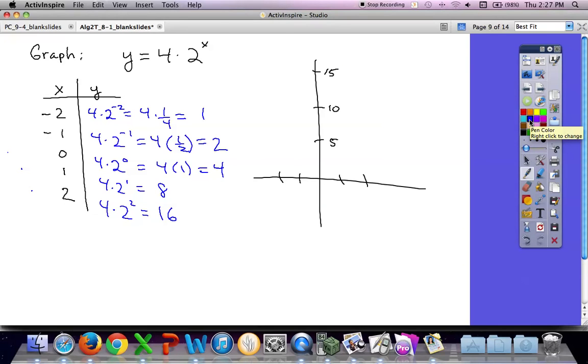-2, 1 is here. -1, 2 is here. 0, 4 is here. There's the y-intercept. 1, 8 is here. And 2, 16 is here.